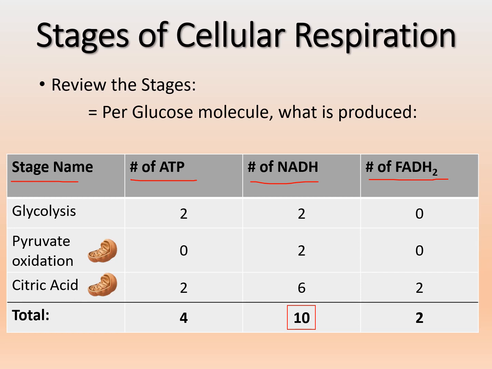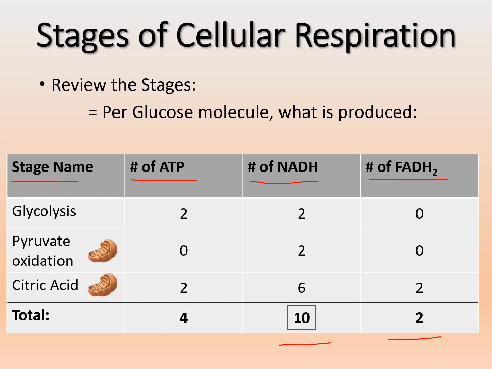Pyruvate oxidation, we get no ATP, but we do get some more NADH. And then the citric acid cycle, we get quite a bit, right? We get 2 ATP and 6 NADH, and then we also get those 2 FADH2. So then our totals at the bottom of all of that so far, right? So this is what's happening so far, we completely broke down glucose, right?